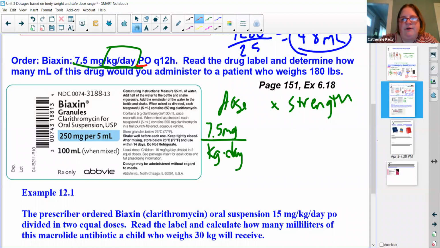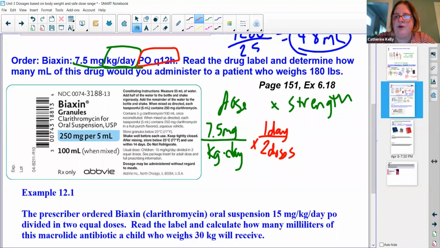It says every 12 hours. So that means you're taking it 2 times a day. So we're going to take 1 day is 2 doses. You can either do the math like that, or you can divide it in half right there and start with the dose, because you want your administration by dose. Now the days cancel. So now you'll have 7.5 milligram per kilogram for 2 doses.